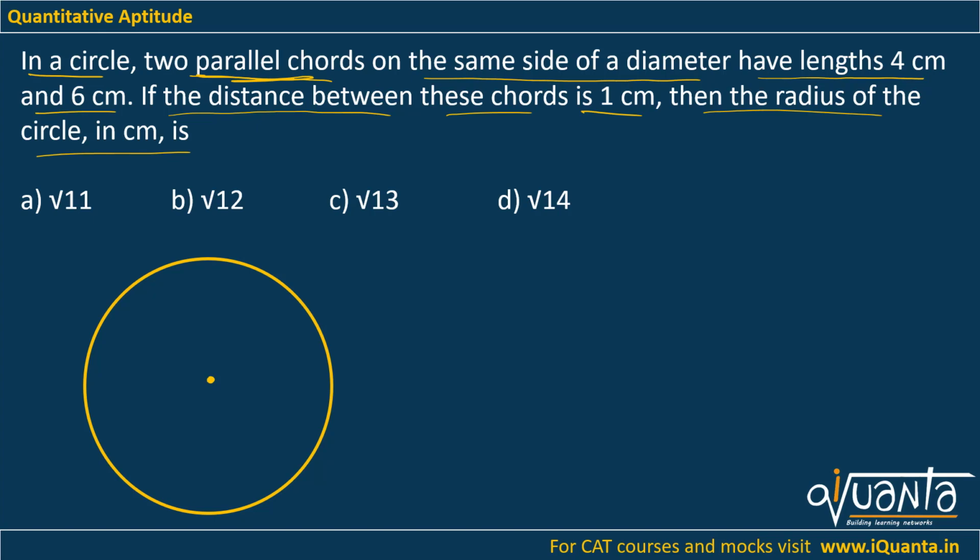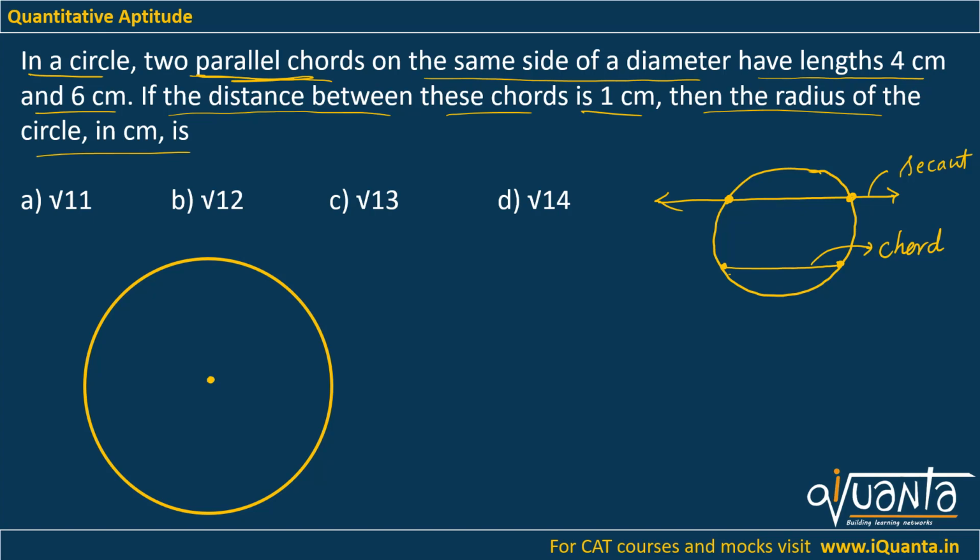Now I hope you all are familiar with what a chord is. Basically, if I draw a circle, then I have a line that intersects the circle at 2 points. If I draw a line like this, this line has no end point. It can go anywhere till infinity, okay? Though it intersects the circle at 2 points over here and here, the line has no end. So such a line is called a secant. But if I have a line that intersects the circle at 2 points and has both its ends on the boundary of the circle, then this line becomes a chord. So basically this is a chord.